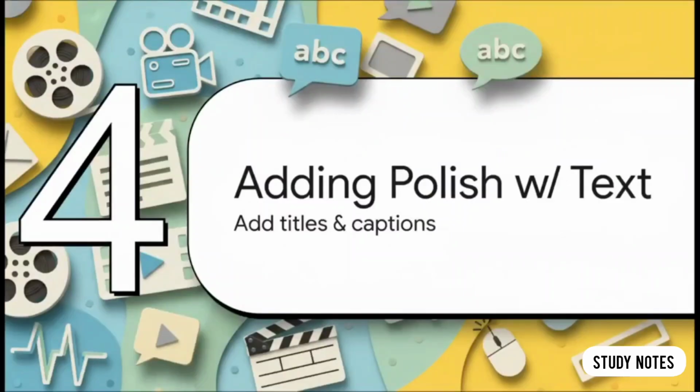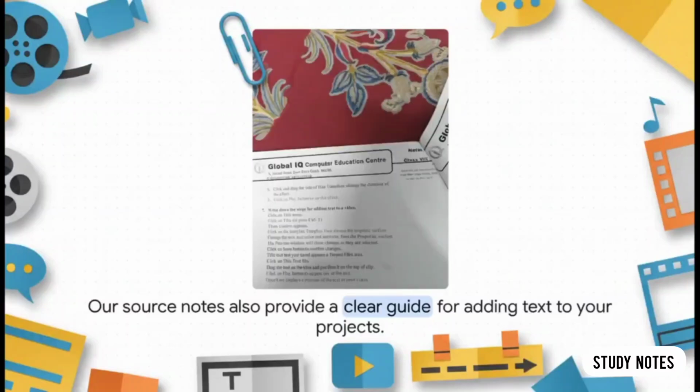All right, your video is flowing beautifully from one clip to the next. What's the next step? Let's add another layer of polish with some text. This is how you create those awesome-looking titles at the beginning of a video or add captions to explain what's going on. And once again, our guide lays this out for us perfectly. This is the next page of those class notes. And as you can see, it walks us through exactly how to add text to any project you're working on.